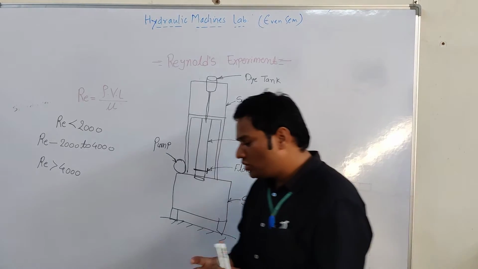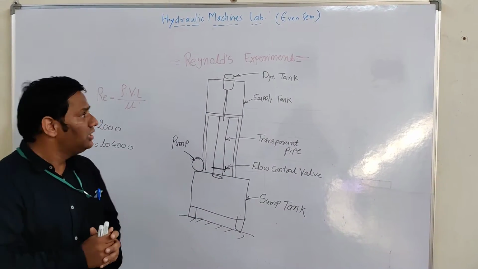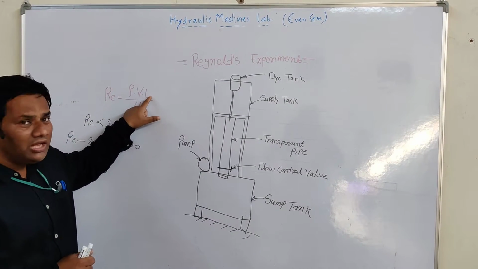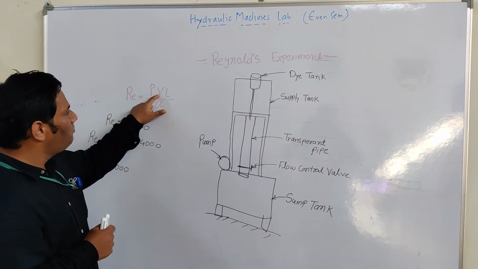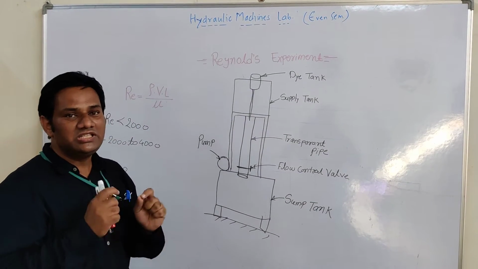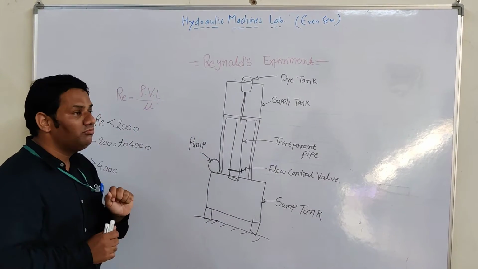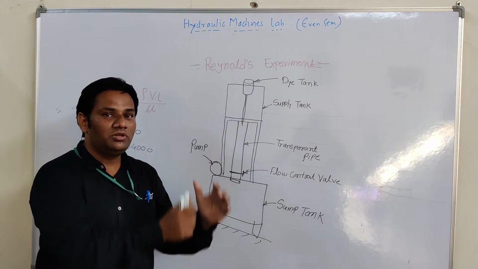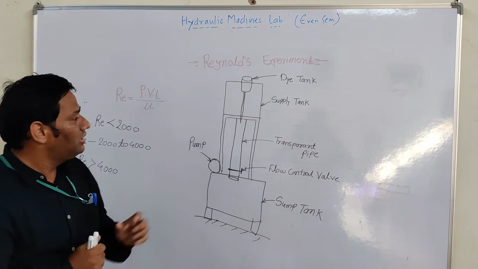In our theoretical classes we already derived one formula for the Reynolds number. That formula is Reynolds number is equal to rho v d, or we can take L here, divided by mu. What do you mean by rho? Rho means the mass density of the fluid which is flowing through the pipeline. V means the velocity of flow. How much velocity is flowing through the pipeline? That velocity we have to calculate initially with the help of this experiment.